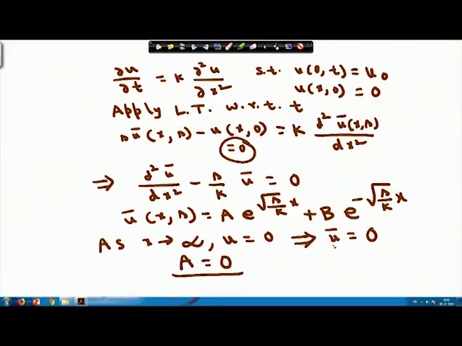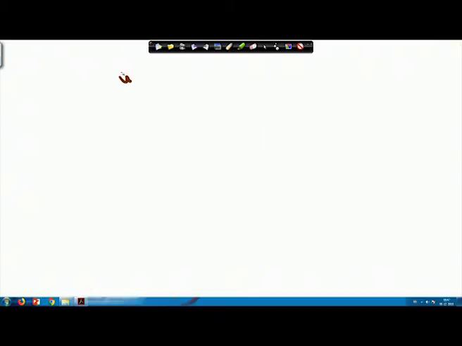From there we are saying u bar equals 0, and if you substitute here the value of x and u bar, you will obtain that a is equal to 0. And also, therefore, you can write down your u bar x s, this is nothing but b into e power minus root over s by k into x.